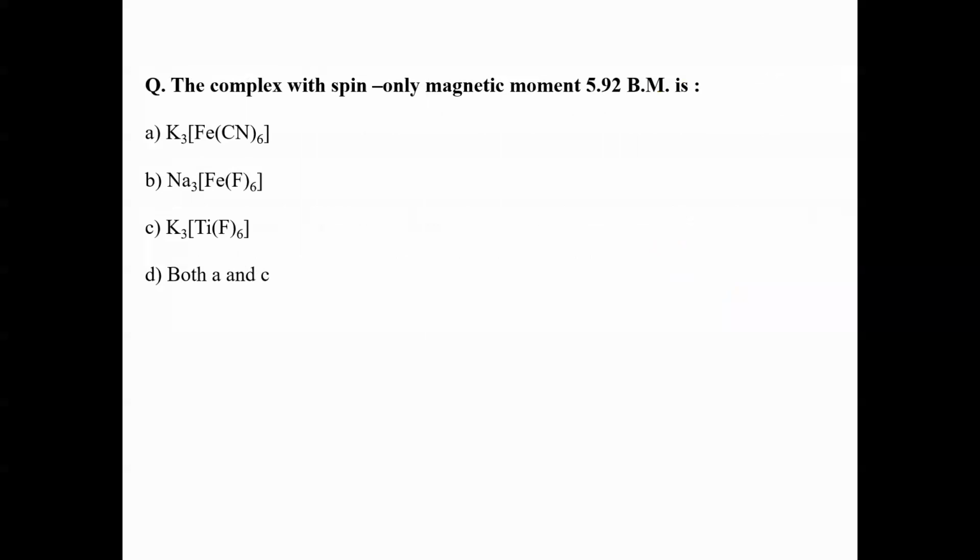So this is the next one: the complex with spin only magnetic moment 5.92 Bohr magneton will be. There are three complexes, K3[Fe(CN)6], Na3[FeF6], and K3[TiF6], or both A and C. Simple question, just solve it by yourself and tell me the answer. Thereafter, I will explain.